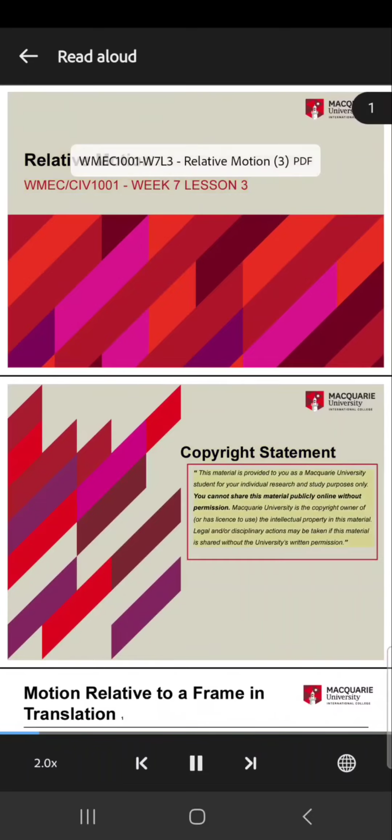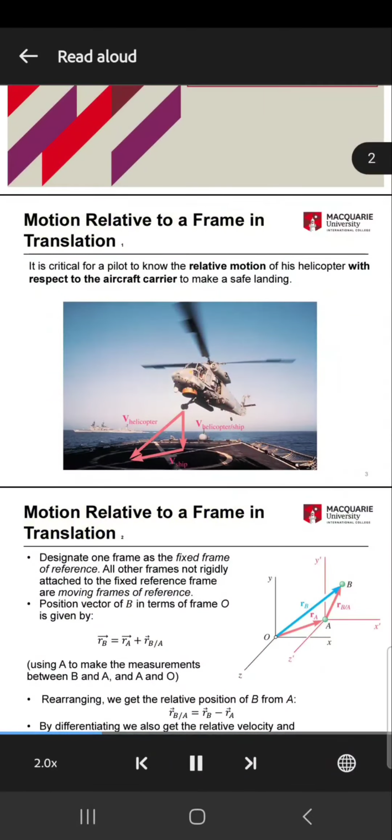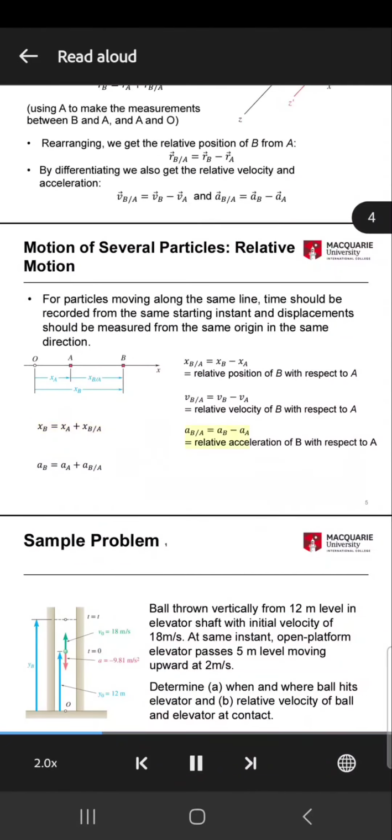Relative motion. Motion relative to a frame in translation. Motion of several particles, relative motion. x_B equals x_A plus x_B/A. a_B/A equals a_B minus a_A, the relative acceleration of B with respect to A. Sample problem 1.